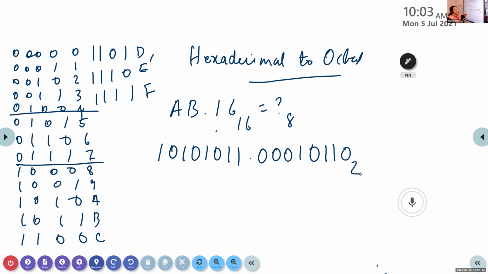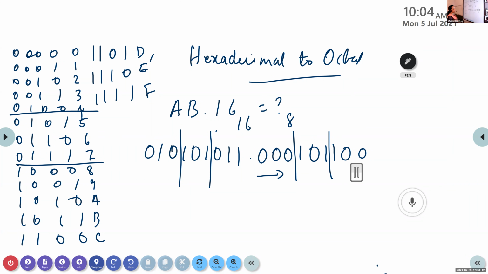Then we have to convert this binary into octal. For binary to octal conversion, we use the 3-bit table. Before that, group these bits: 1, 2, 3. 1, 2, 3. Here only 2 bits are there, so we add one more 0 here. For the fractional part, grouping 1, 2, 3. 1, 2, 3. Here also we need one more 0, so 100 is the last group.